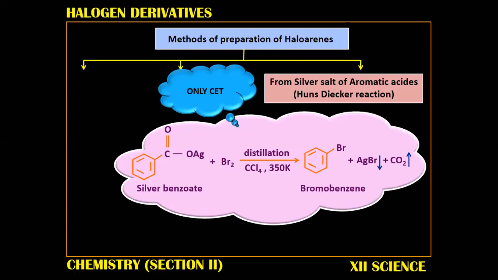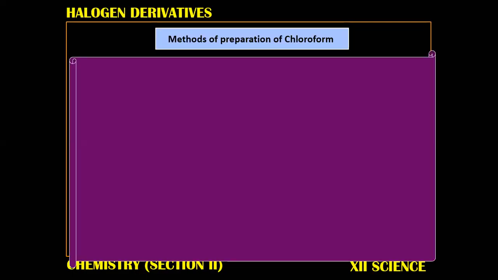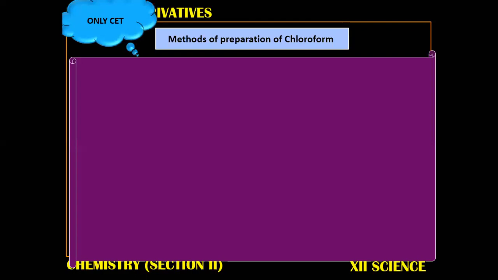Okay, I'll change the slide. We'll do two important methods of preparation. I think they are again for NEET JEE students only. Chloroform and iodoform preparation. Very, very important for NEET JEE students. Now, the method of preparation of chloroform.